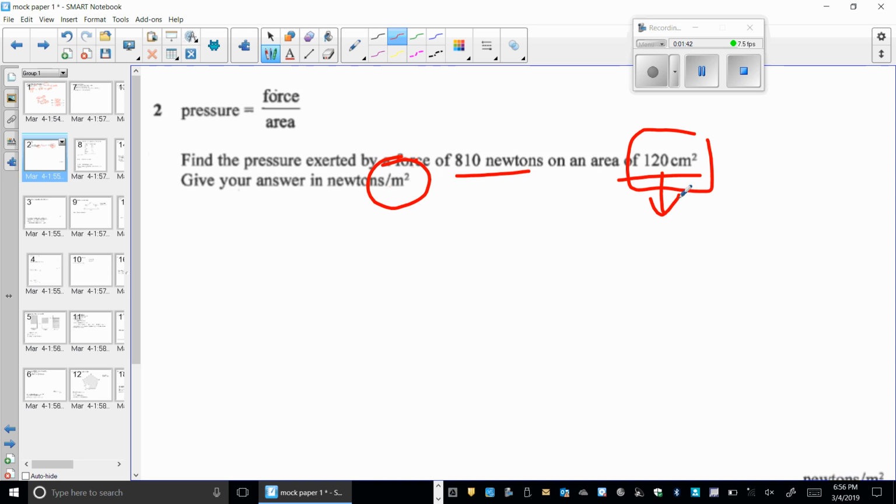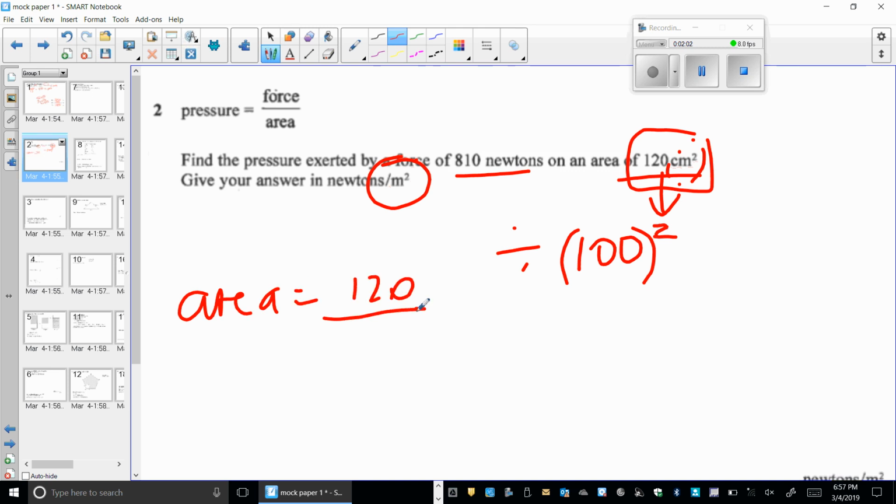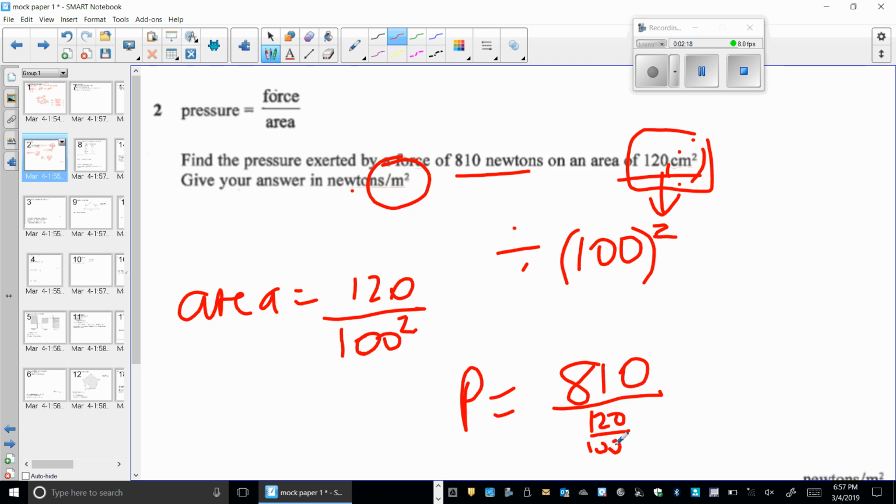When we're changing square units, we're going from a smaller square unit to a larger square unit, which means that we're going to be dividing. But we're going from centimeters squared to meters squared, so we're not going to divide by 100, we're actually going to be dividing by 100 squared. So our area is actually 120 divided by 100 squared. So our pressure is force divided by that, so the pressure is going to be 810 newtons, that's in the correct unit, divided by 120 over 100 squared.